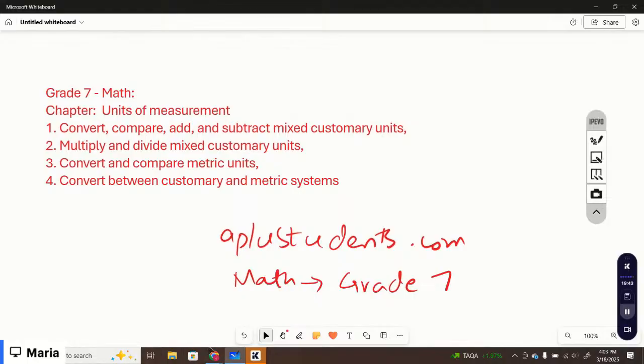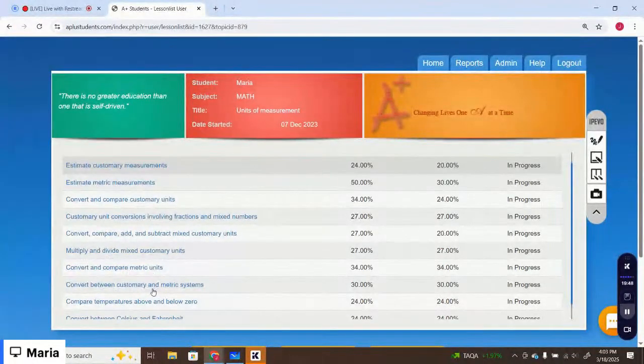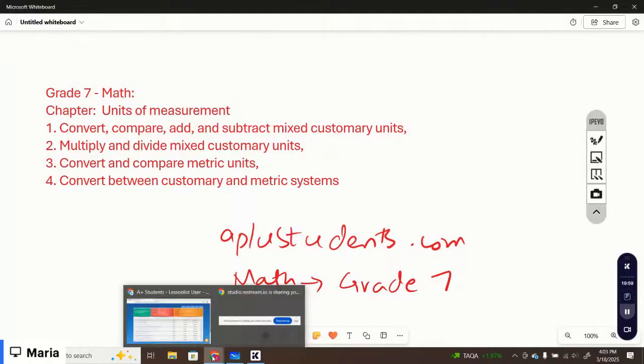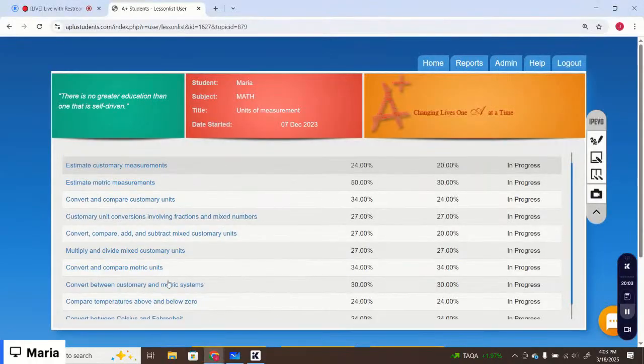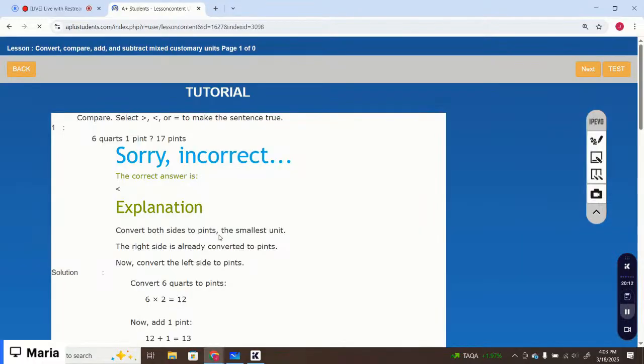Okay, so here I'm on grade 7 math. Let's just start with the lesson. Here it is: compare, convert, add and subtract mixed customary units. Let's just start with the first example.